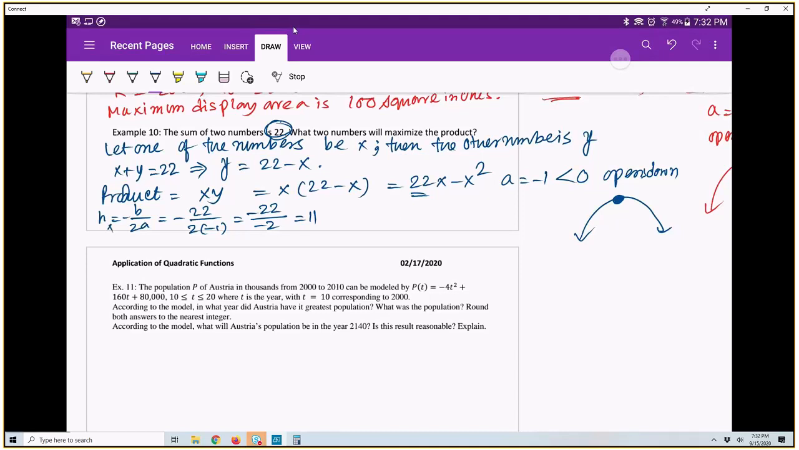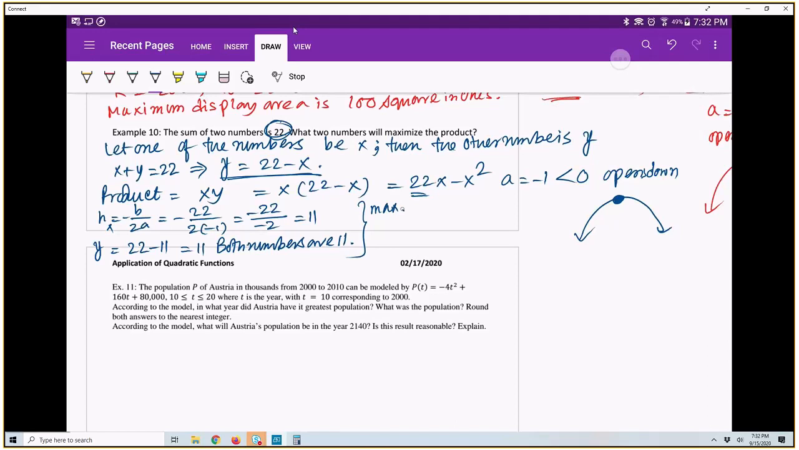So remember, this is your x. The other number y is 22 minus x. So y is 22 minus 11, which is 11. So both the numbers are 11. Now I need to find the maximum product.